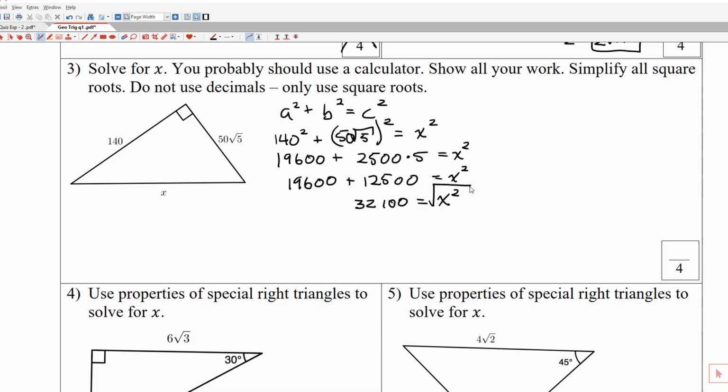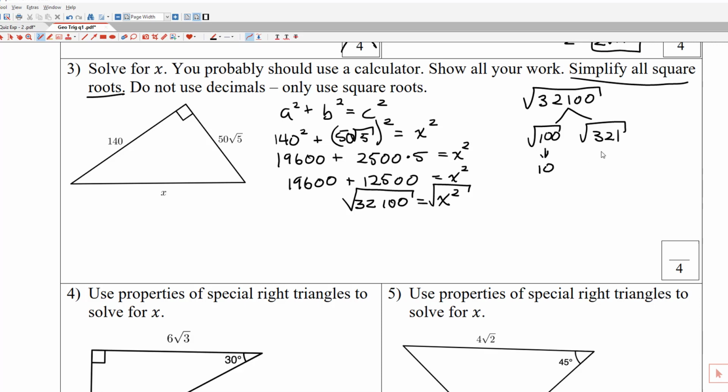Finally, we square root the left, square root the right, and now I need to figure out what that is, because I did say simplify all square roots, just like I did in number 2. So let's do our factor tree method for 32100. One of the factors is 100, so the square root of 100 goes into that. That means the other one is the square root of 321. And the square root of 100 simplifies really nicely to just 10.